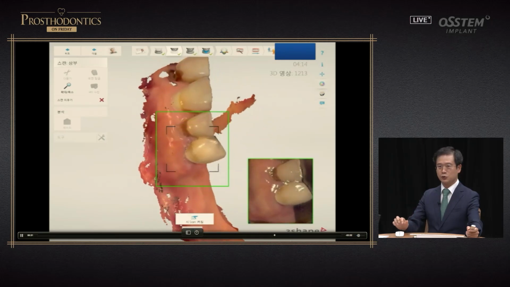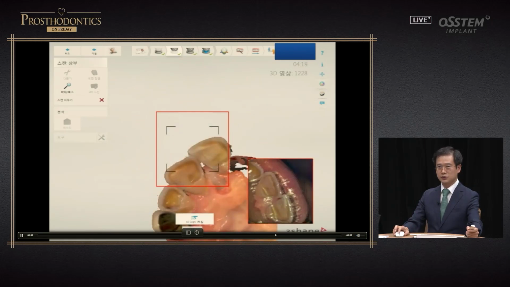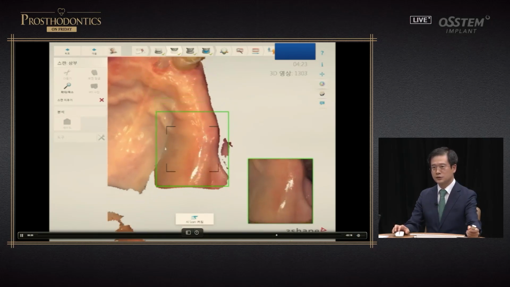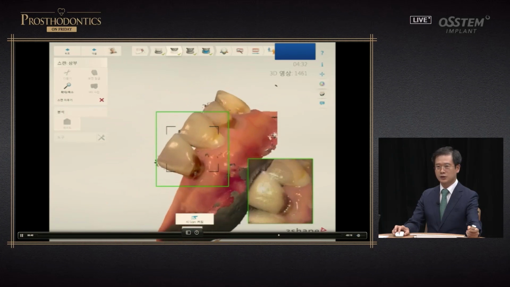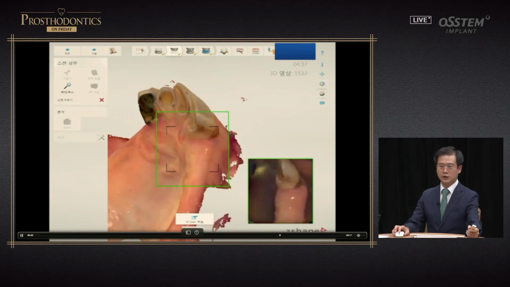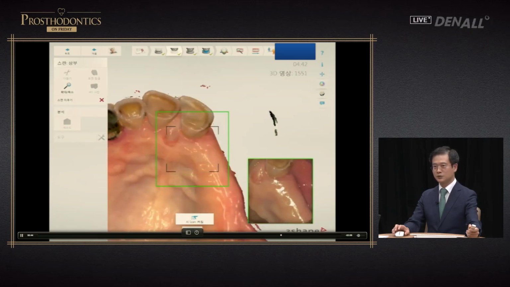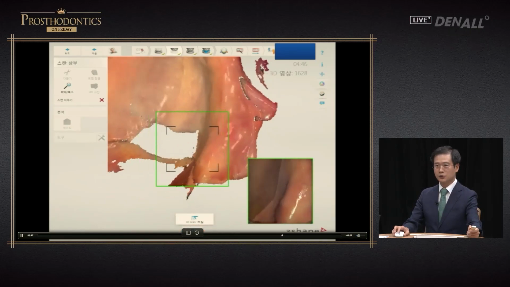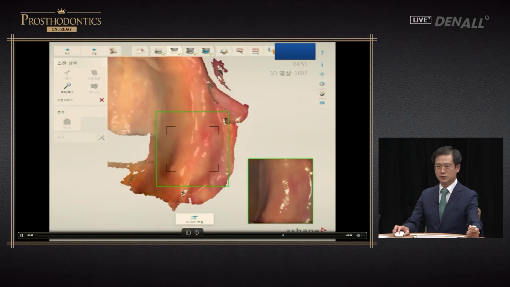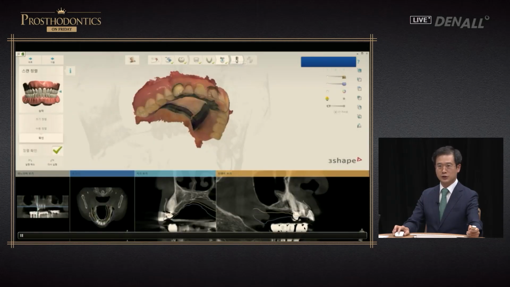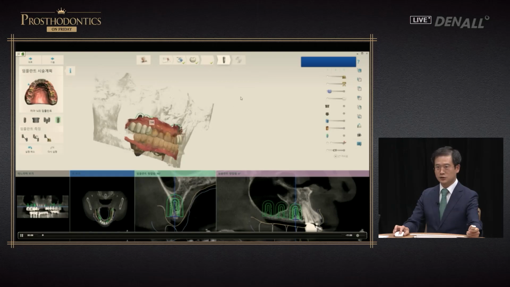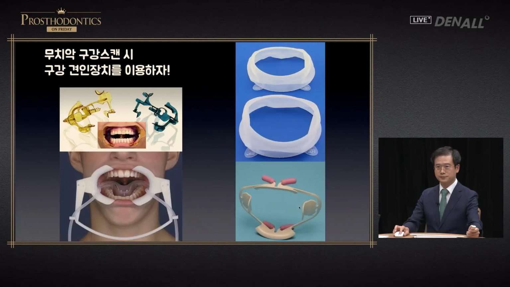The reason why I use the TRIOS scanner frequently is because even if you do additional scanning, the positional relation between upper and lower does not change, and it is very advantageous. You can reproduce difficult occlusion like this in an easy manner. Implants can be planned by turning the denture on and off.